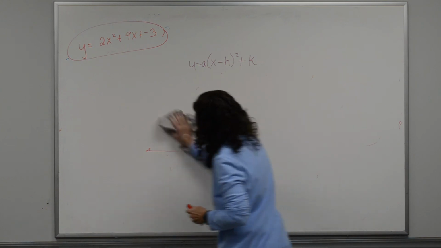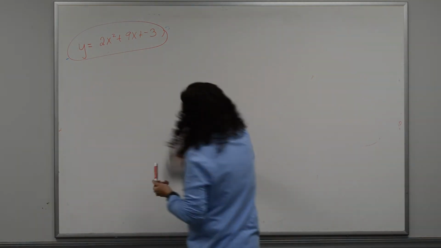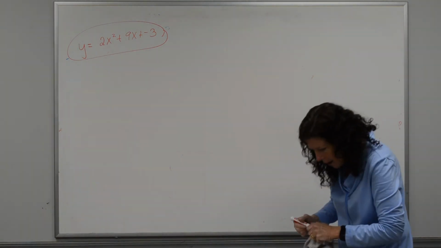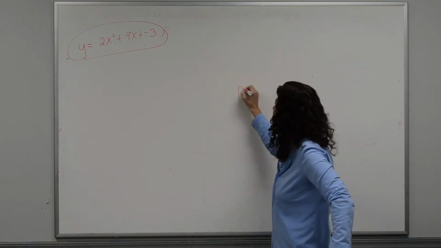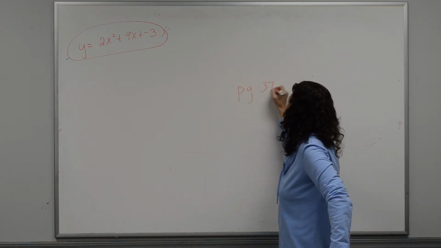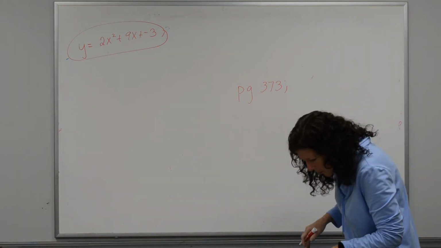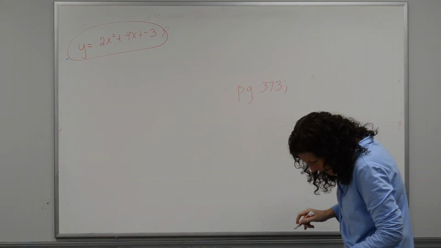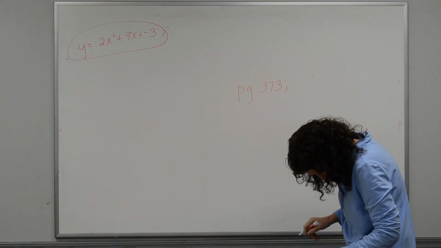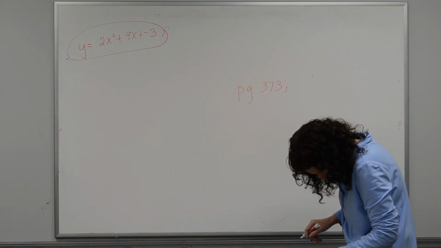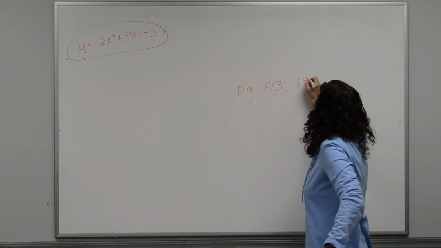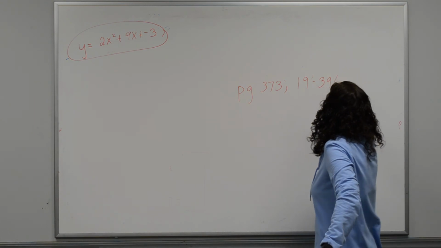All right. Let me give you your homework and you can go ahead and get started on it. Page 373, so it's the same as yesterday's second half of your homework. I want you to do 19 through 39, odd.